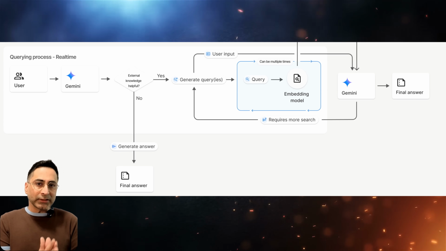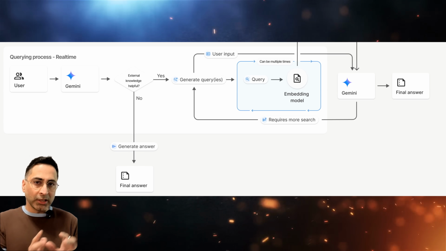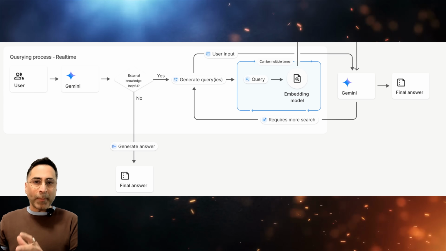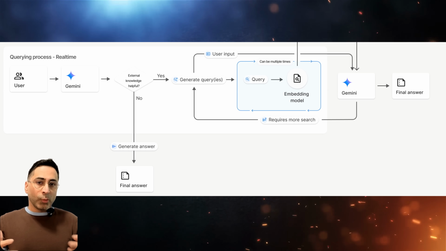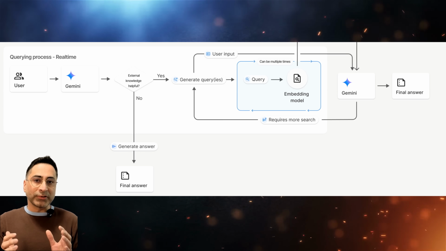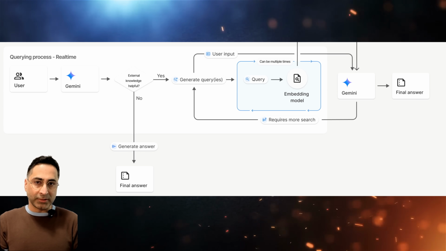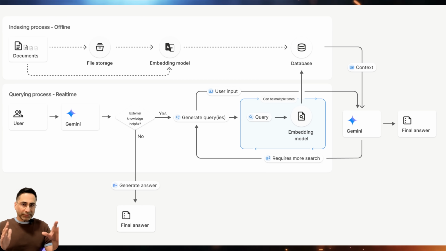The system finds the most relevant chunks of text, the context, and then feeds them back to the final Gemini model, which uses that context to generate a precise, grounded final answer. The entire sophisticated loop that you're seeing here is what happens behind the scenes, completely managed for you by the Gemini API.